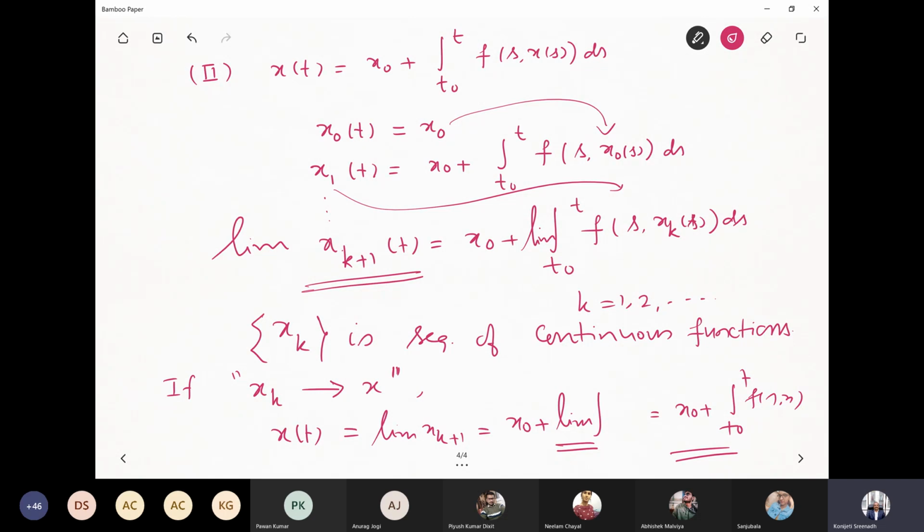Okay. So this we saw in the case of even multivariable calculus. The two limits normally need not be interchangeable. The simultaneous limits need not be interchangeable. So when does such a thing happen?